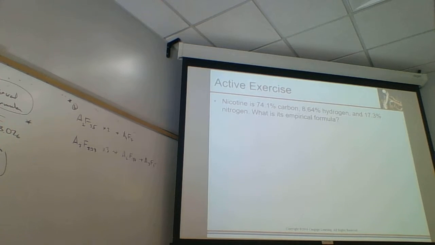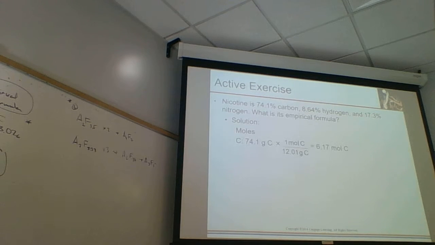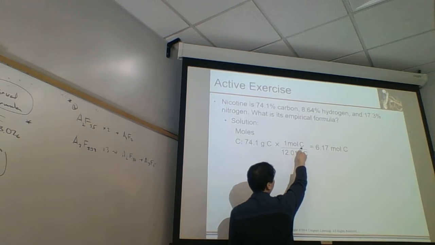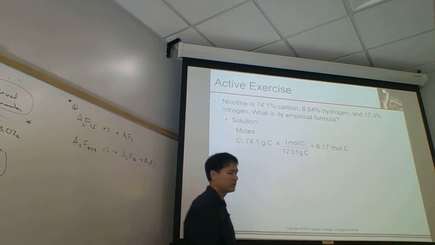Is that N2 or N? It's N. Yeah. And then what do we do with this? Do we want the mass ratio or do we want the mole ratio? We want the mole ratio. Chemical formulas are mole ratios, so we need to convert to moles. Here we convert the carbon to moles by using the molar mass of carbon. Molar mass of carbon is 12.01 grams of carbon per mole of carbon. That gives us 6.17 moles of carbon.